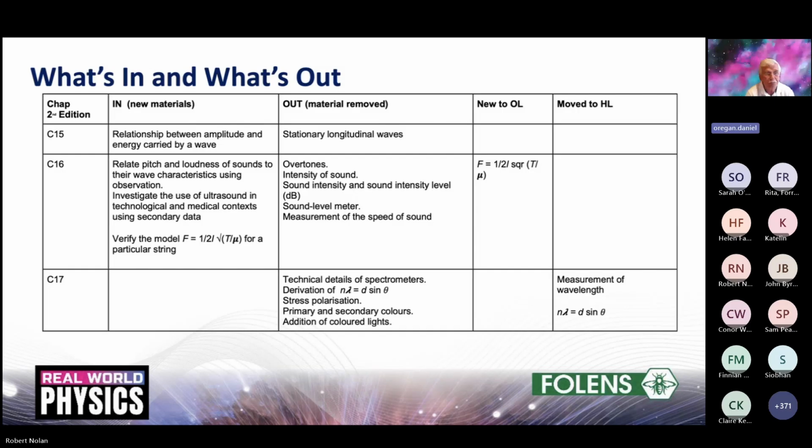Chapter 17, which is on the wave nature of light. Technical details of the spectrometer are not examinable, they're not mentioned on it. Derivation of n lambda equals d sine theta is gone. The derivation, obviously, pupils need to use it, but ordinary level pupils no longer need to use that formula. Stress polarization, primary and secondary colors, addition of colored lights, all that material is not on the specification.